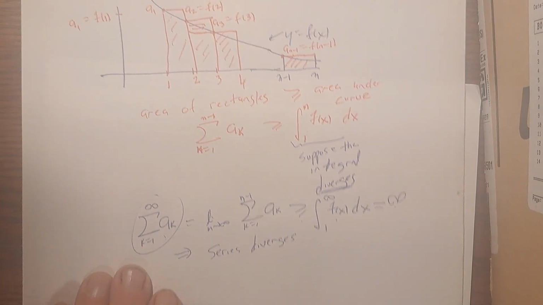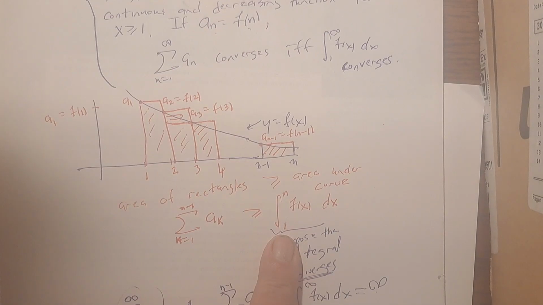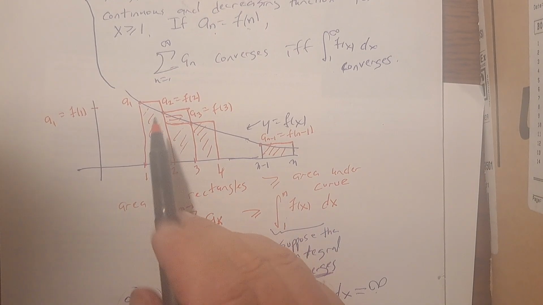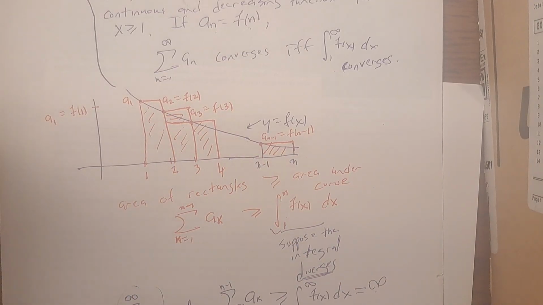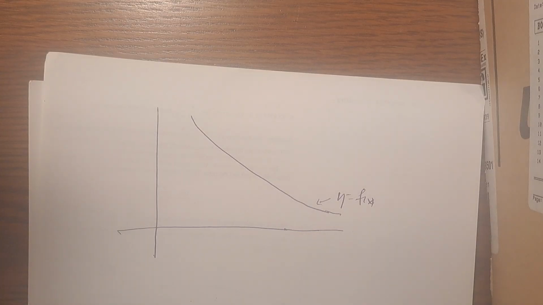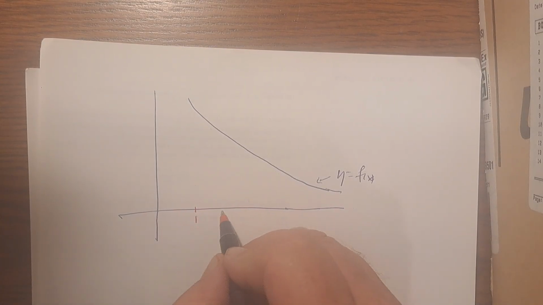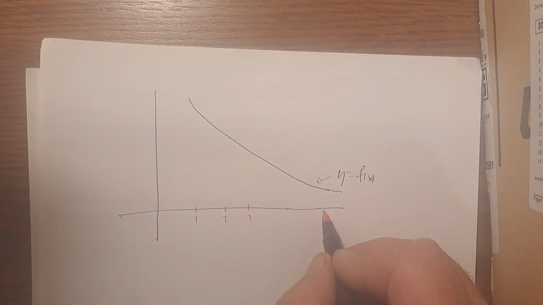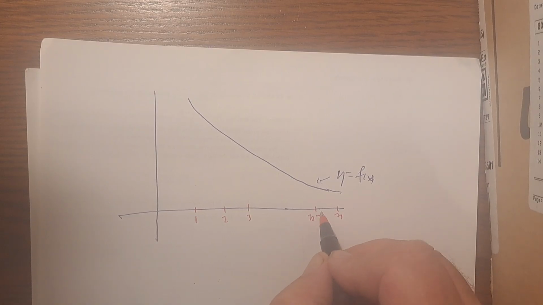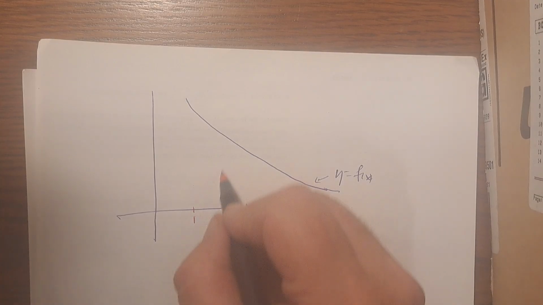Last time I built this comparison based on taking rectangles that lie above the curve. This time we're going to do the opposite. We're going to stick in the integers again: 1, 2, 3, and ending up at n minus 1. And we're going to stick in the right endpoint. So from 1 to 2, stick in the right endpoint.